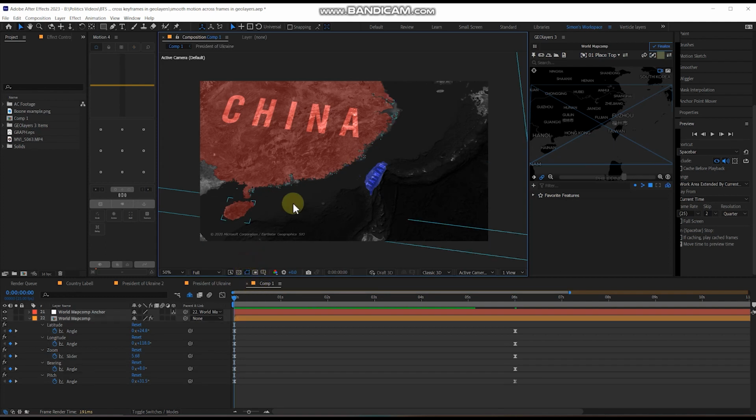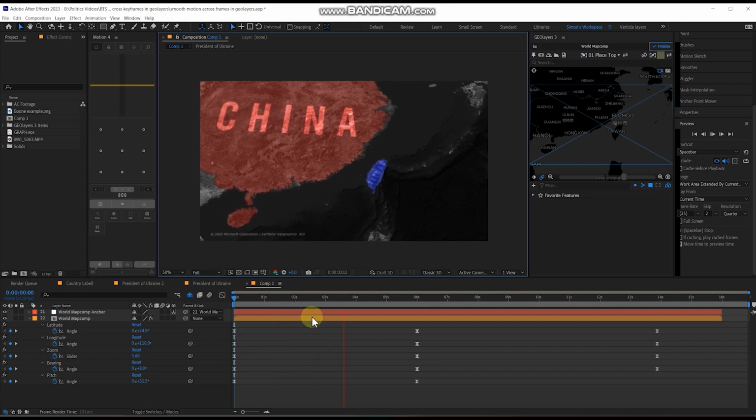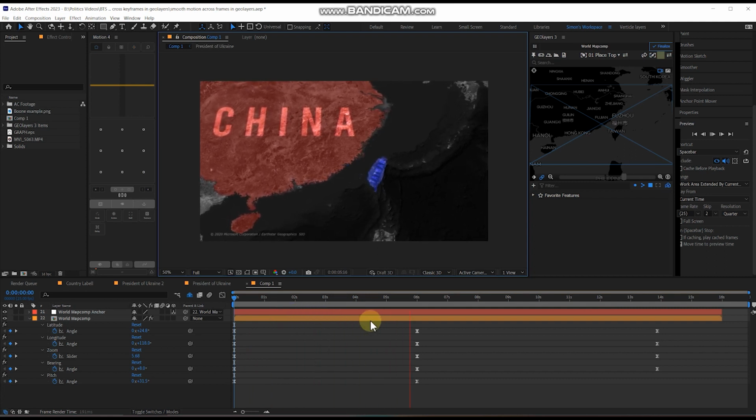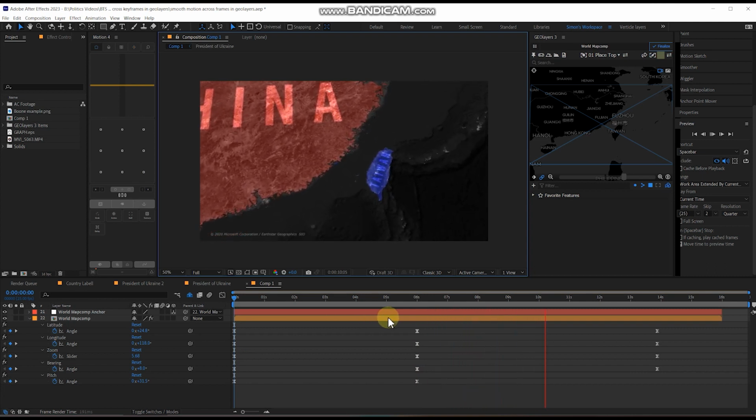Okay, so this is just a real quick GeoLayers tip to help you get some smoother motion across your keyframes. So I have this animation here where it does a slow bearing rotation around China and Taiwan, and then you see it stops and then it zooms in and continues that bearing rotation.